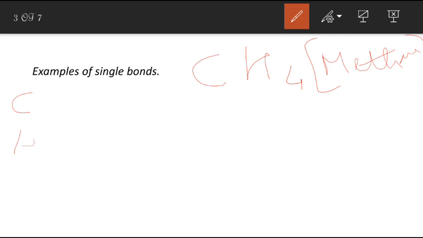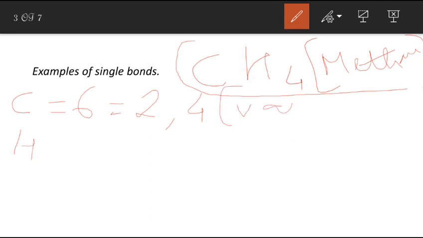Carbon and hydrogen. It contains how many hydrogen atoms? 4 hydrogen atoms. Why? Because the atomic number of carbon is 6, 2 and 4. This is the electronic configuration of carbon. You have studied it in detail in your unit carbon and its compounds. As you know, carbon is tetravalent. Tetravalent means its valency is 4. It needs how many electrons? 4 electrons in order to become stable.